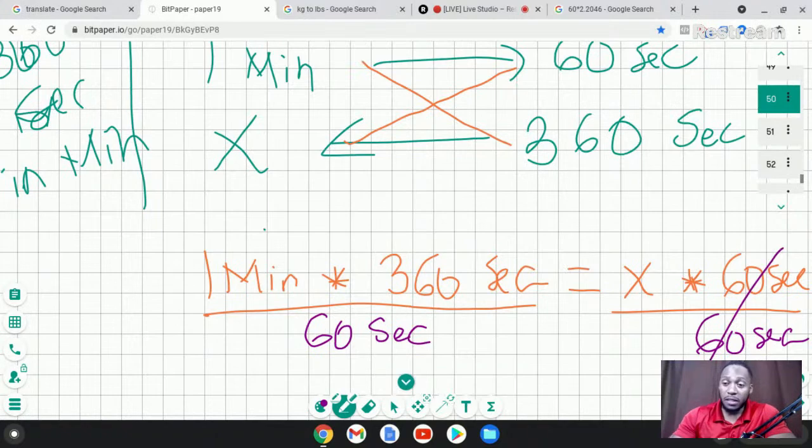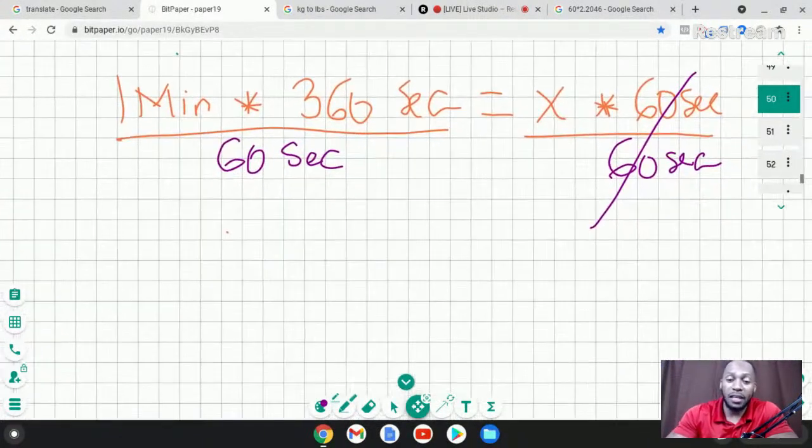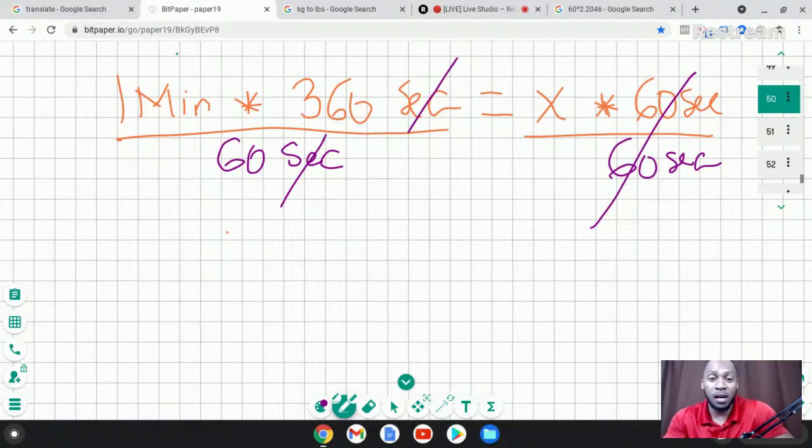And this is gone. And on the left side, I have seconds here. This is gone as well. So what I'm left with is 1 minute multiplied by 360. That gives us 360 minutes. And I divide that by 60. What does that give you?